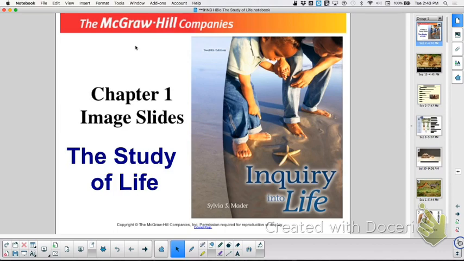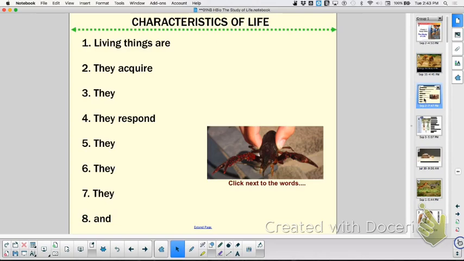Okay, being comfortable with what I just said. Now we're saying, hey, the study of life, so what do you consider life? Well, what are the characteristics of life? Let's do those together right now. Here we go. Living things are organized, made of cells. Let's talk about how they're organized.